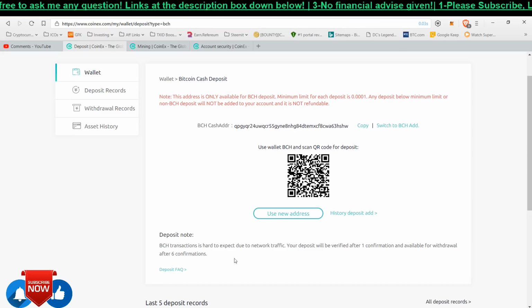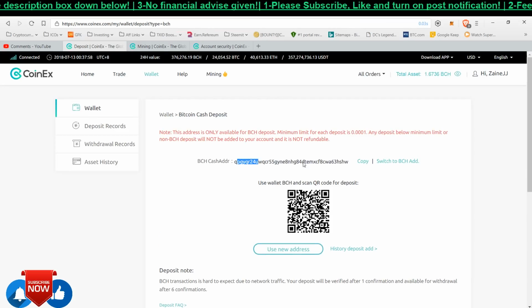If you want to withdraw it, you need to wait until it has 6 confirmations, because this is the most secure confirmation that the block cannot be hacked or altered from the network. So just copy the address over here. Make sure that you deposit your funds to the correct wallet address.